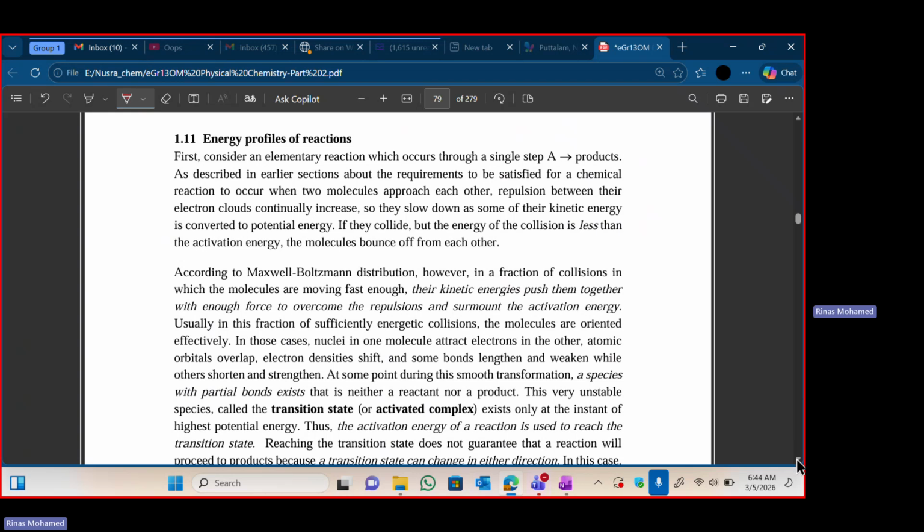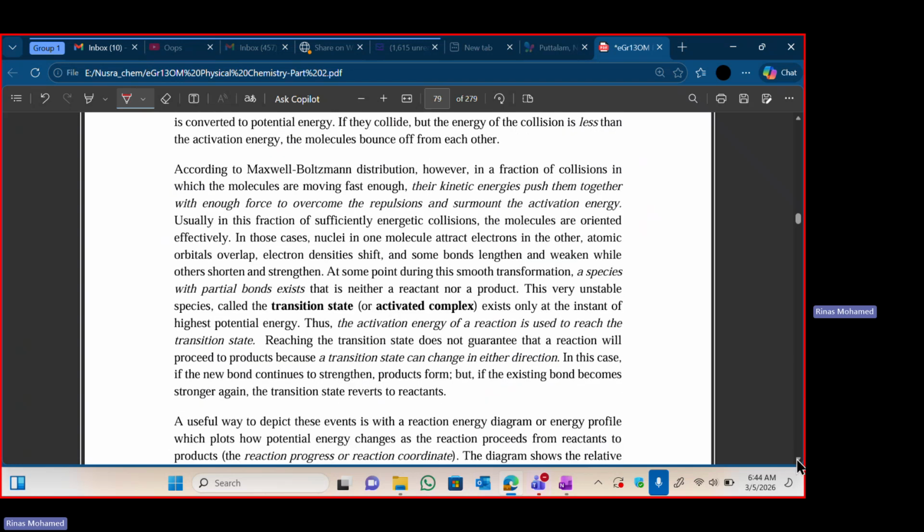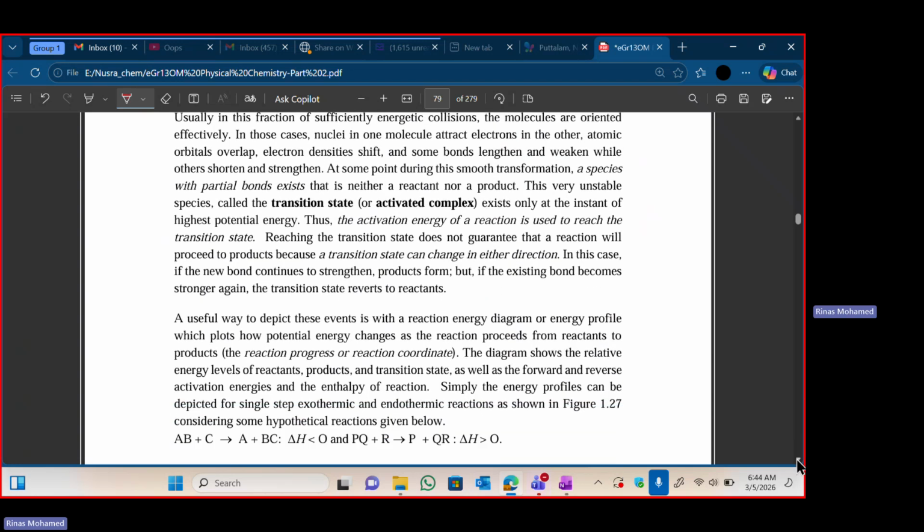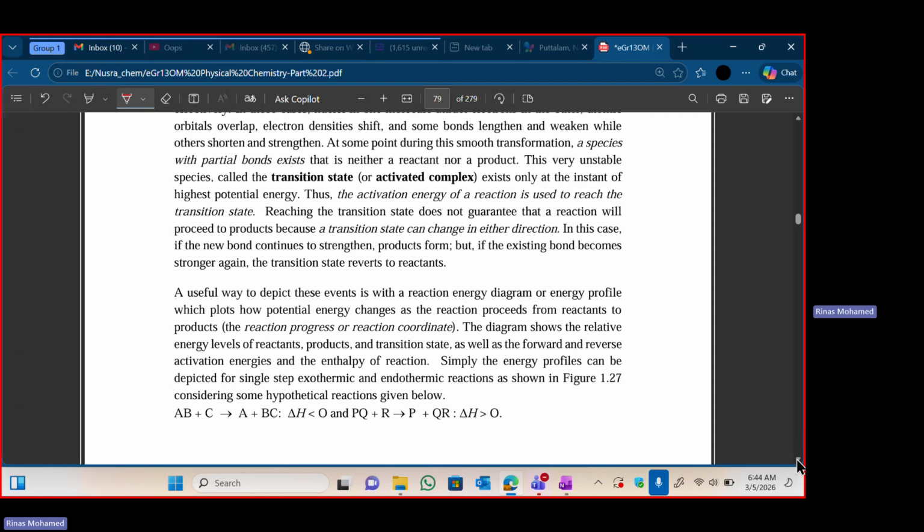Reactants will collide in a way that their energy is transferred from one to the other. And in the first step, if they have a sufficient amount of energy to pass the activation energy barrier, then what will happen? They will pass through a state called the transition state, that is called the activated complex, right?